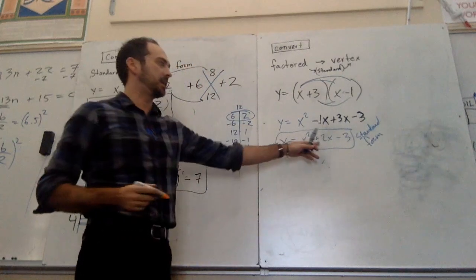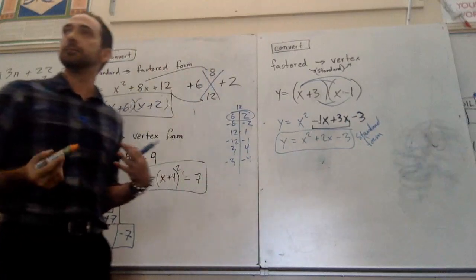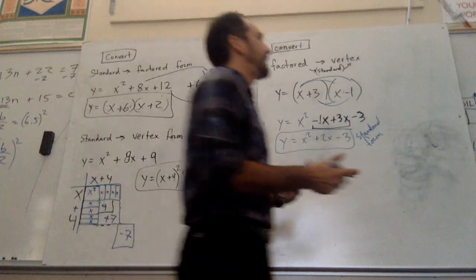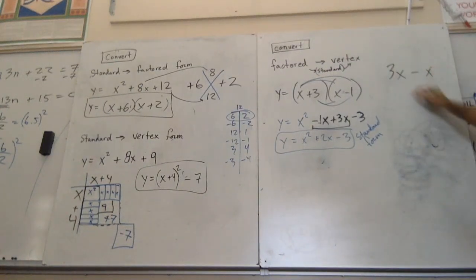Now, all I did to get to 2x, I have negative 1x and positive 3x. You just combine them. Wait. What if I had it written this way, though? That might be easier to see that's 2x. So that's the outcome of a factored problem. Correct. We're starting at the factored form, and then we change it to standard form. Good. To get to vertex.